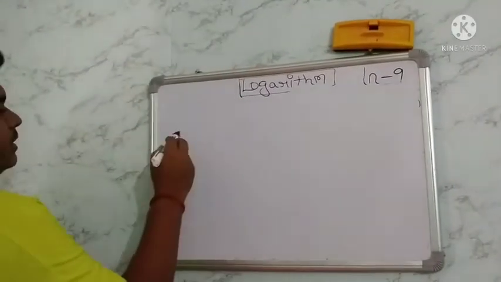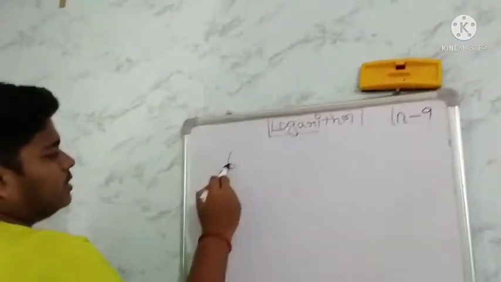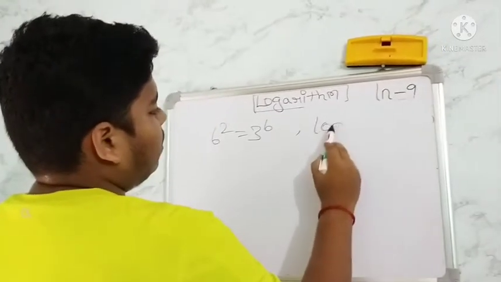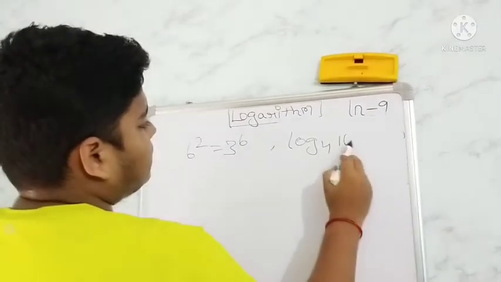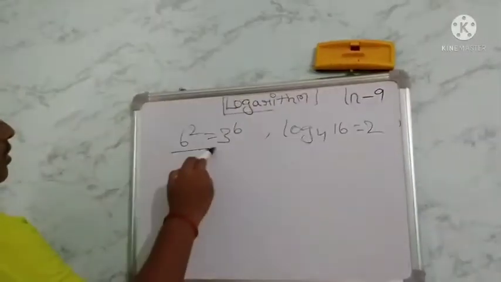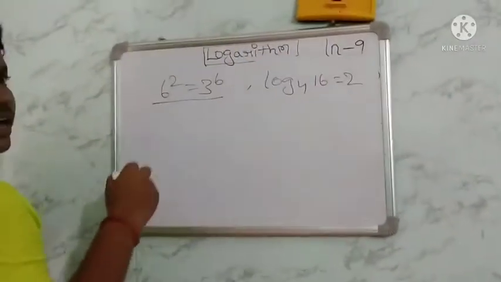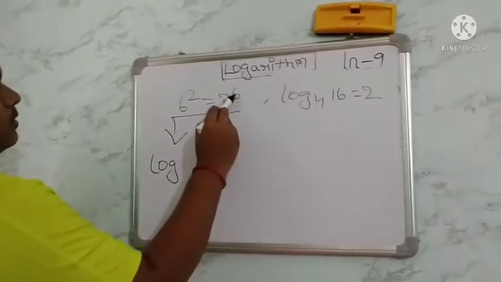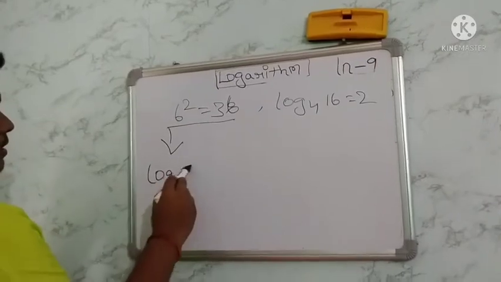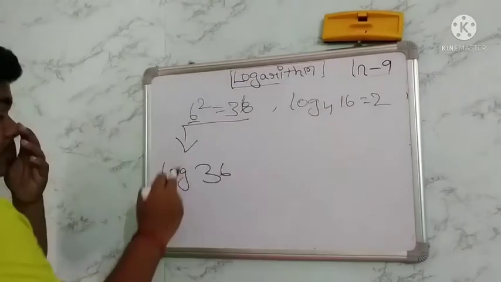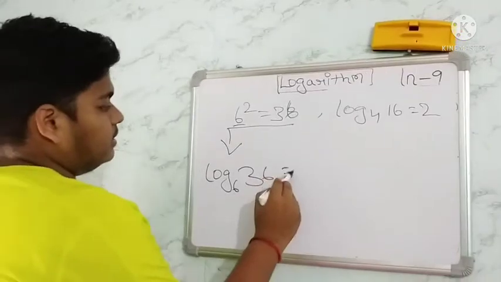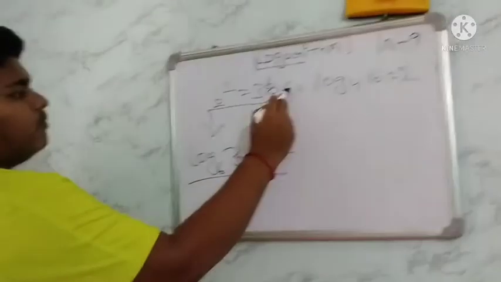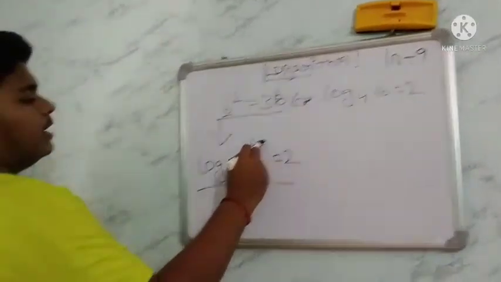So first let us see, to convert into logarithm form: 6 power 2 is equal to 36. Here the example is given, log 4 of 16 is equal to 2. First, this is called exponential form. We will learn to convert into logarithm form. So this will be converted as log, 36 will be written as it is, and the base 6 is written here, equal to the exponent, which is 2. So we learn to convert from exponential form into logarithm form.